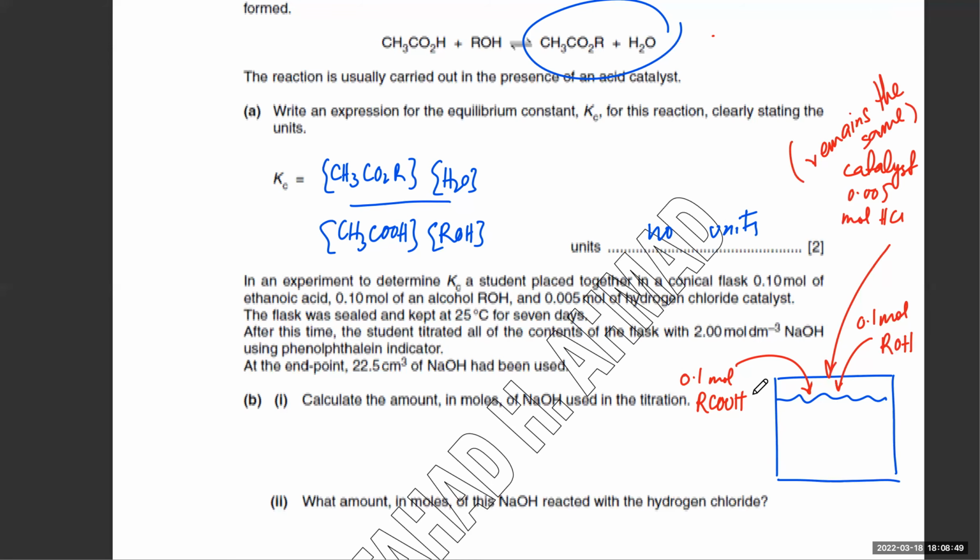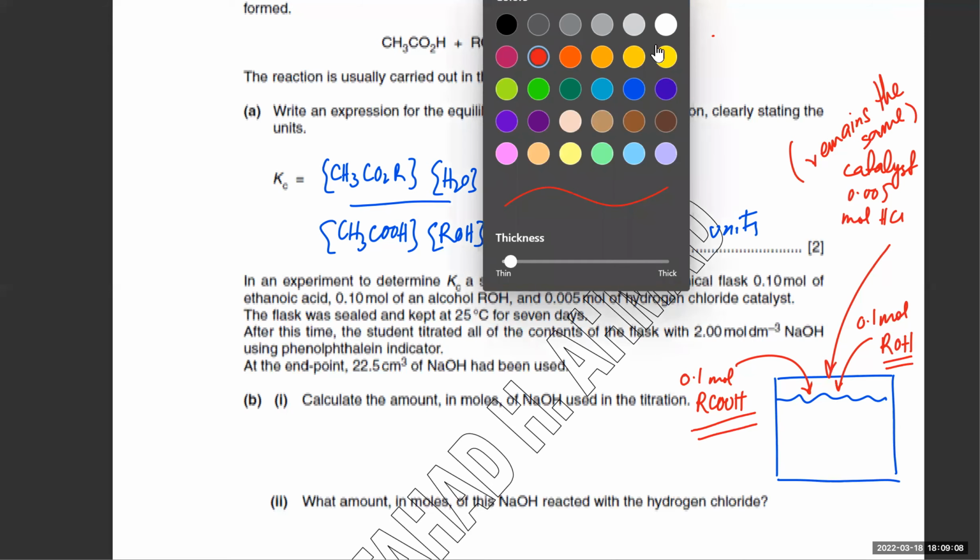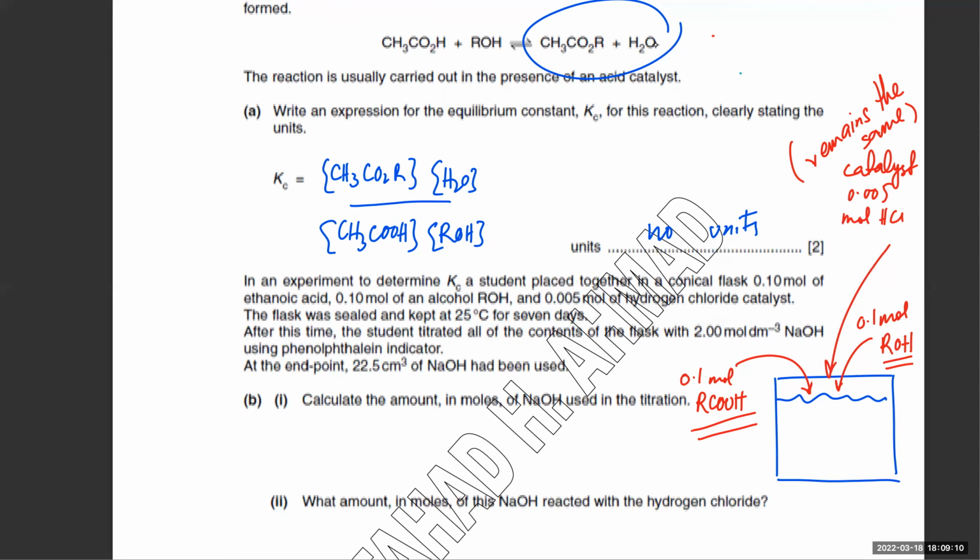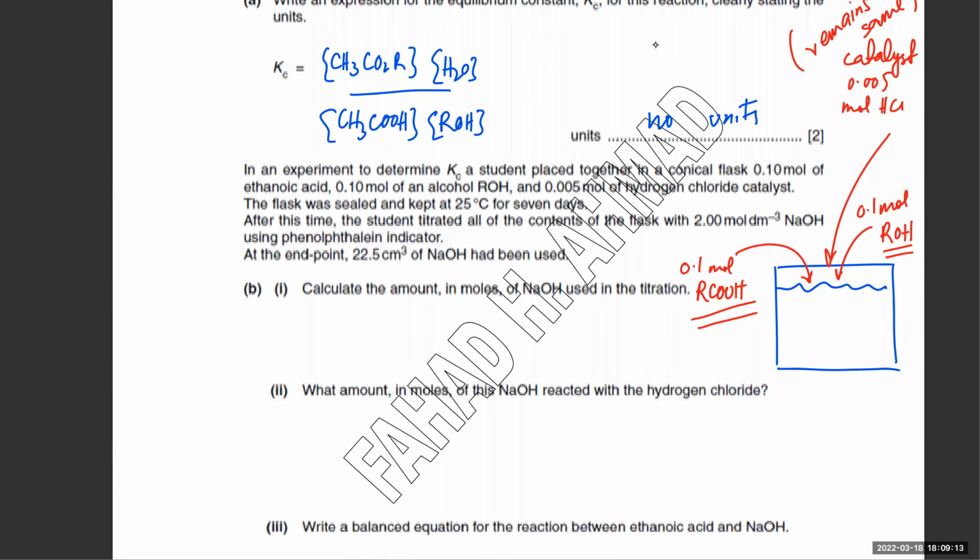अच्छा खैर इनका reaction शुरू हो जाएगा. उसने कहा it was kept, the flask was sealed and kept at 25 degrees centigrade for 7 days. तो आपका जो carboxylic acid है ना और आपका जो alcohol है, they are going to start reacting, right? And what would they produce? They would produce some ester and some water molecule. So some ester and some water molecule are going to be produced. We don't know how much.